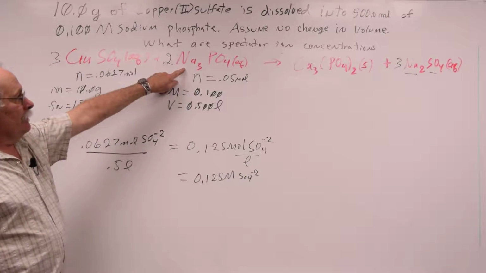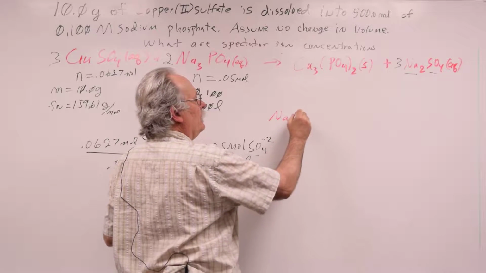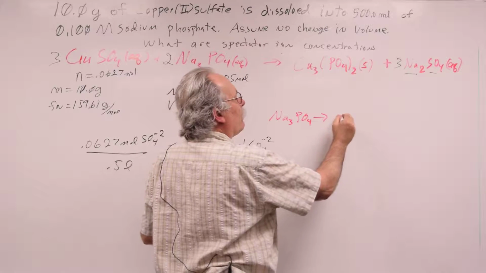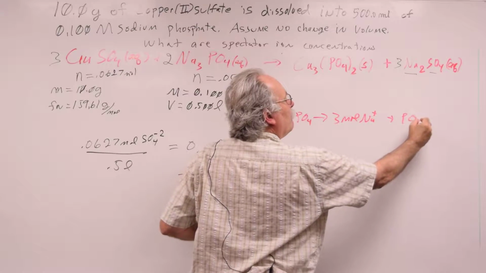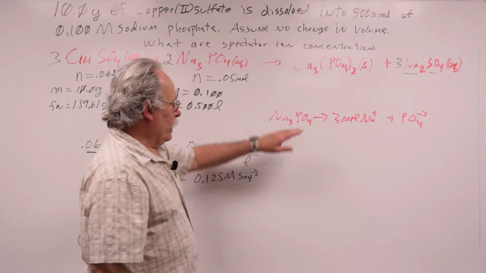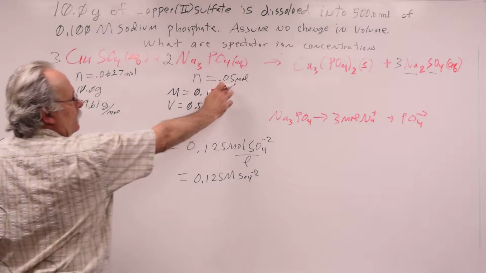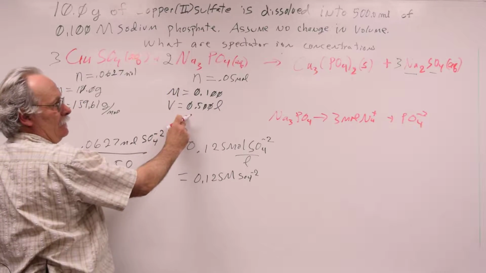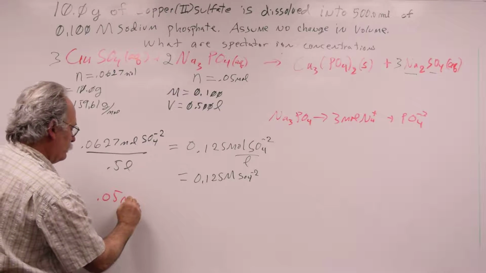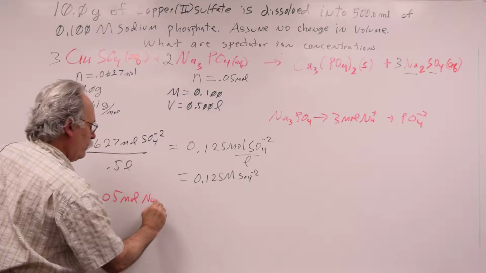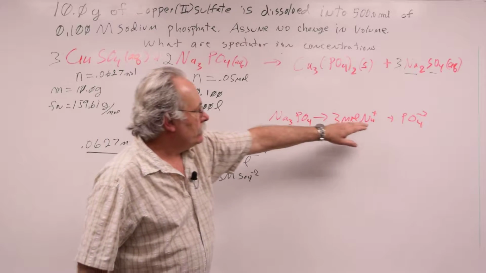Now, this is more interesting because every mole of sodium phosphate, Na3PO4, breaks up into 3 moles of Na plus and 1 mole of PO4 minus 3. So for every mole of the salt, we have 3 moles of the ion. We already calculated the moles of the salt because we took the molarity times the volume. So we have 0.05 moles of Na3PO4.